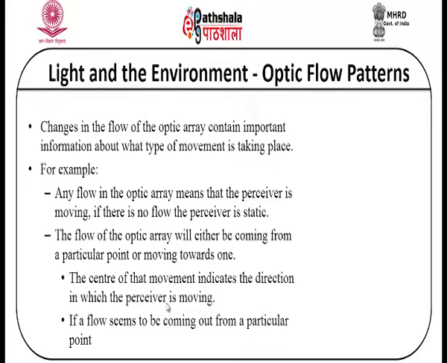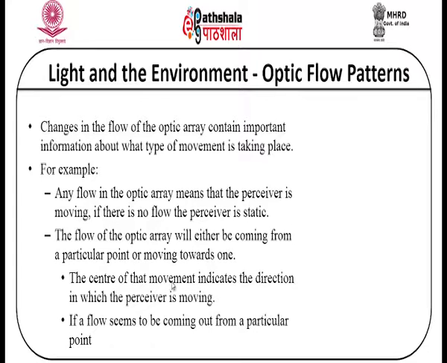So what are these optical flow patterns, which are dependent on the light and environment? The changes in the flow of the optic array contain important information about what type of movement is taking place. For example, any flow in the optic array means that the perceiver is moving. If there is no flow, the perceiver is static. The flow of the optic array will either be coming from a particular point or moving towards one. The center of that movement indicates the direction in which the perceiver is moving.